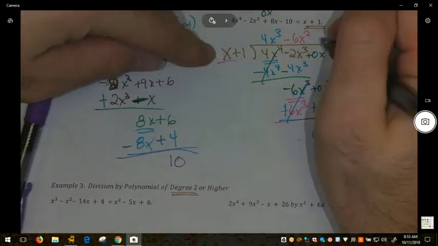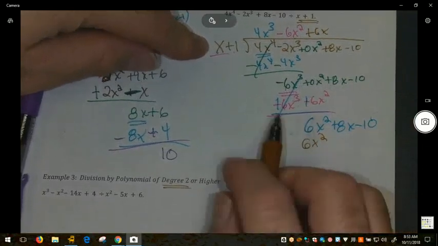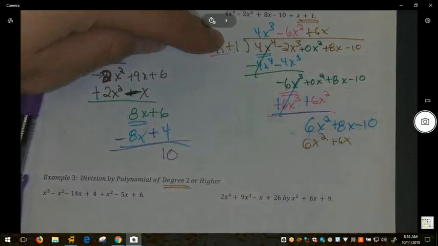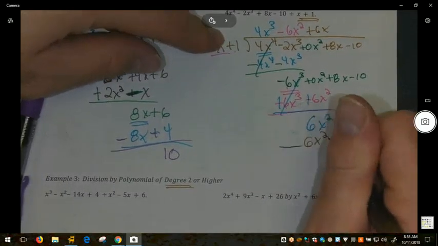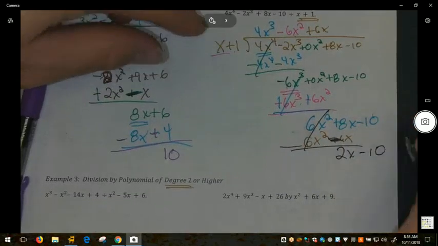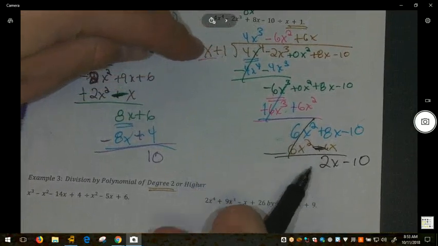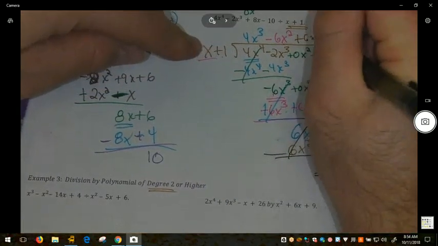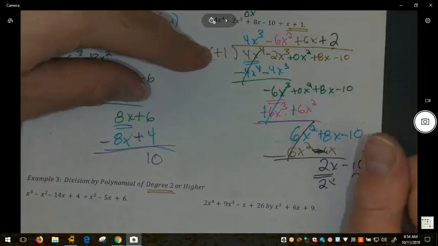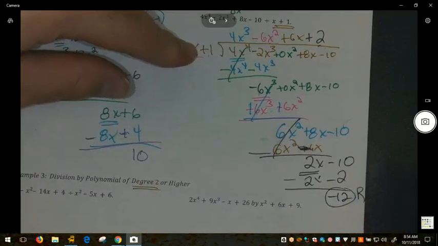x times 6x would give us the 6x squared. 6x times 1 gives us 6x. Change the signs and combine like terms. We have 2x minus 10. x plus 1 does not go into that evenly, unfortunately, but x times 2 is 2x. 2x times 1 is 2. Change the signs. We get negative 12 as our remainder.